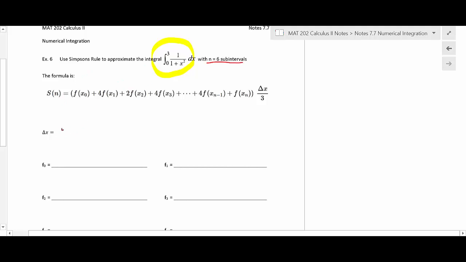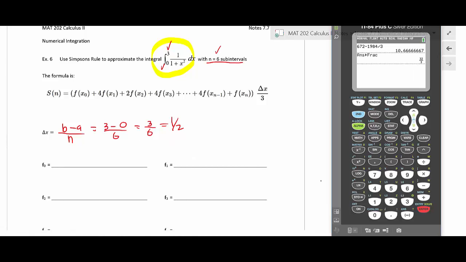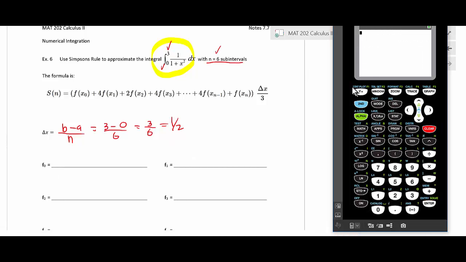The first thing we're going to do is find delta x, which is b minus a over n. b is 3, a is 0, and n this time is 6 subintervals. I like doing a half, so that works out to be a half. What we're going to do on this one is take my calculator. I don't even know if I really need my calculator on this one.